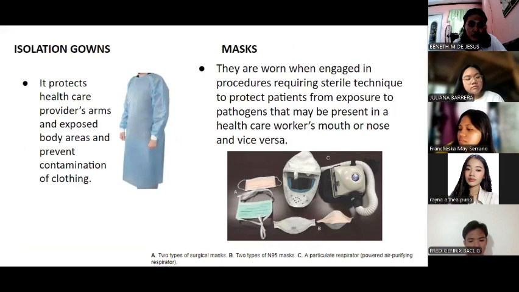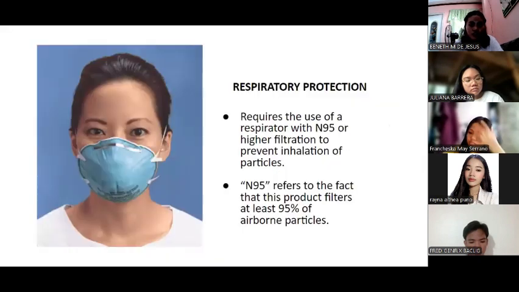It protects healthcare providers' arms, tayo rin. Syempre tayo mga healthcare providers. Then for the mask, pag kunyari may blood na kumalat or nag-spill galing sa patient natin, hindi tayo mahawa ng possible mga sakit dun. Respiratory protection para ma-filter yung airborne particles.